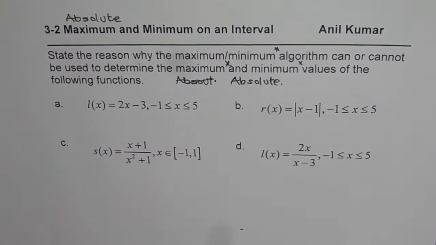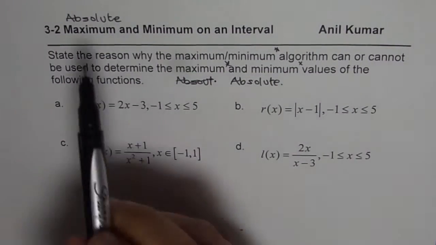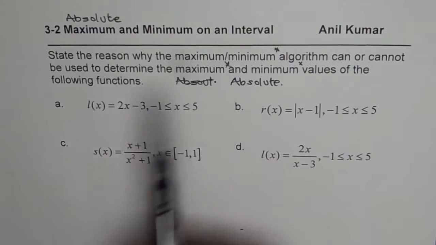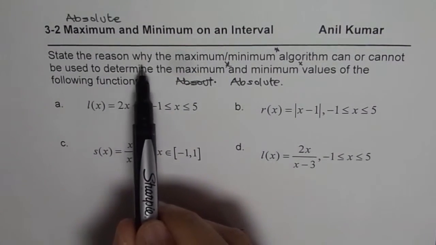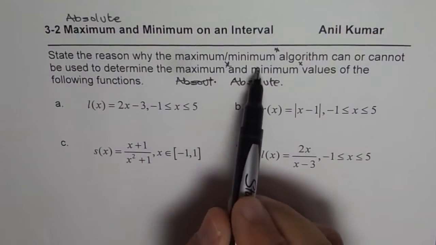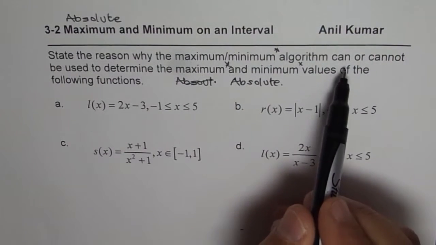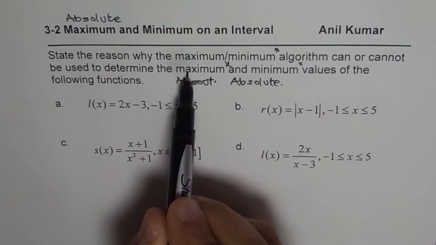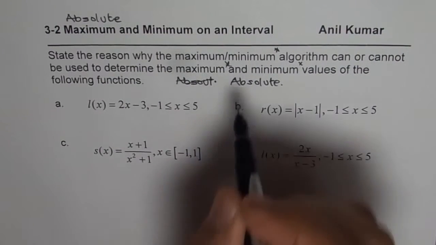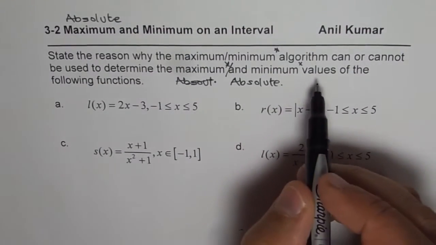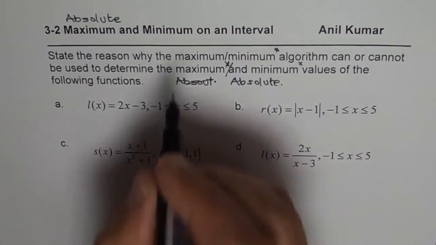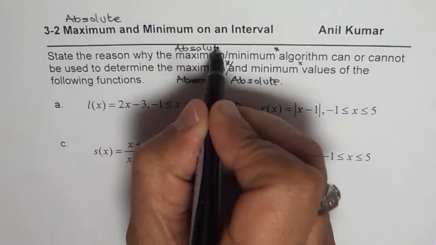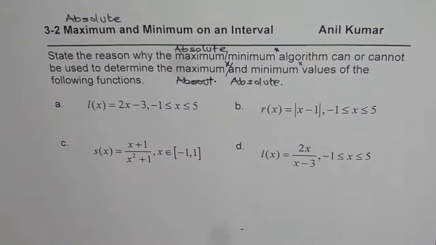So let me read this question once again. So we are looking for absolute maximum and minimum on an interval. State the reason why the absolute maximum minimum algorithm can or cannot be used to determine absolute maximum and or minimum, I should use both, values of the following functions. So it is all absolute maximum minimums which we are talking about, correct?